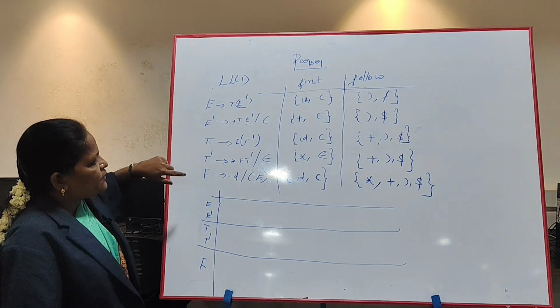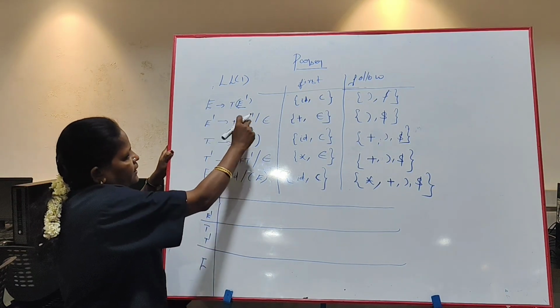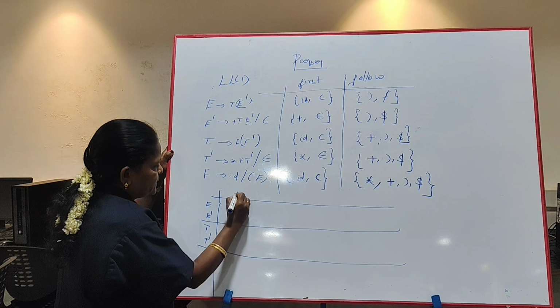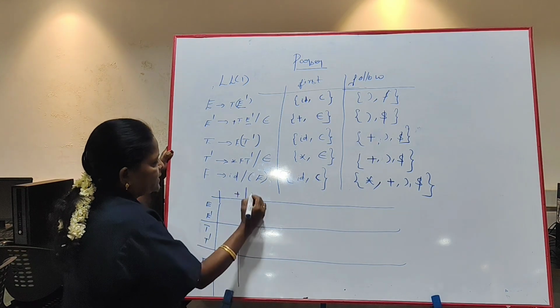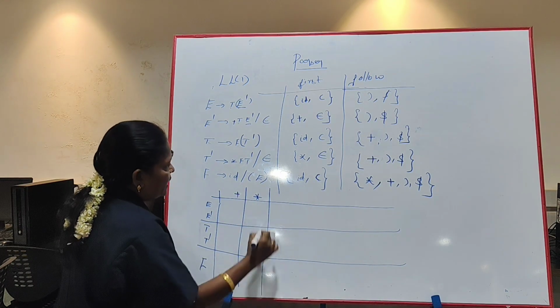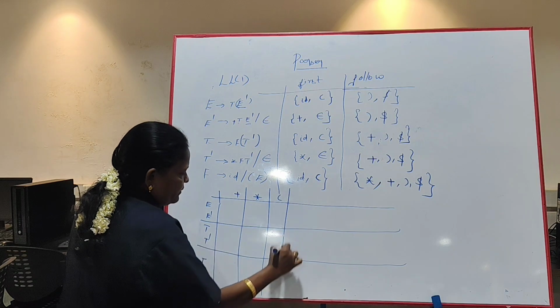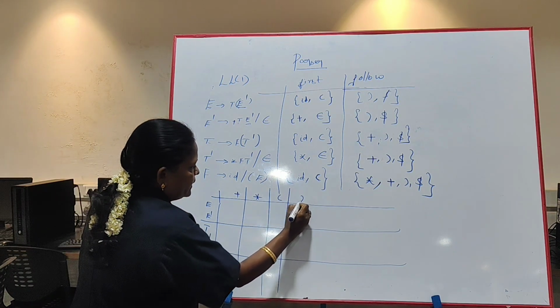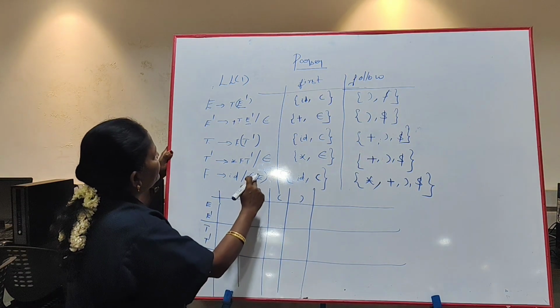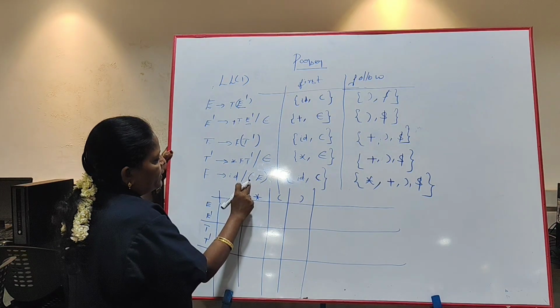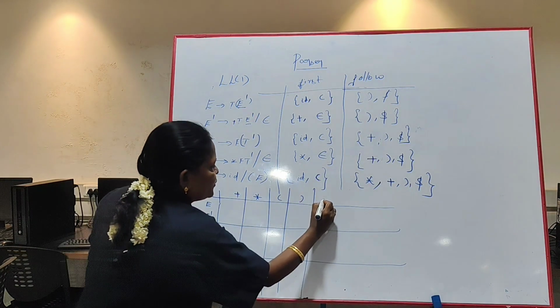Now, what are the terminals we have? Now, you should identify what are the symbols we have. We have plus. Then we have star. We have left bracket. Yes. We have right bracket. Yes. Any other symbol we have here? So opening bracket, closing bracket, ID also I have.